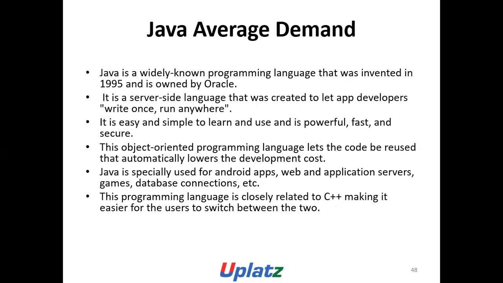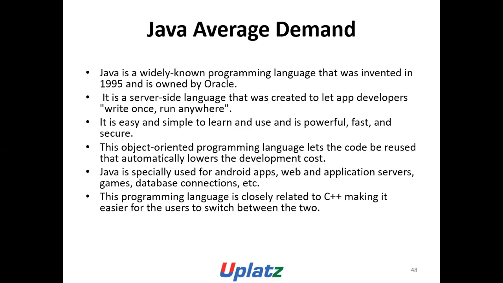Java is an average demand skill for embedded system engineer. Java is a widely known programming language that was invented in 1995 and is owned by Oracle. It is a server-side language that was created to let app developers write once, run anywhere. It is easy and simple to learn and use, and is powerful, fast, and secure.